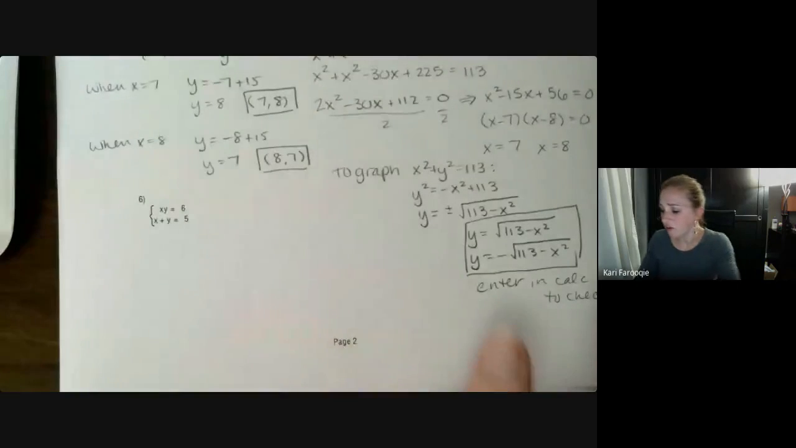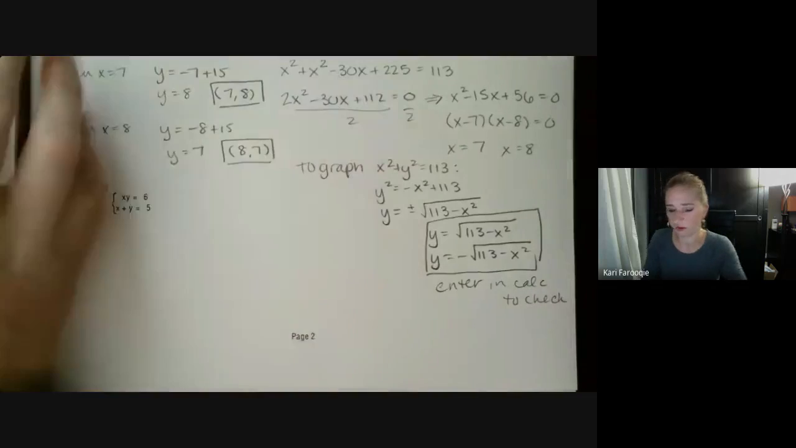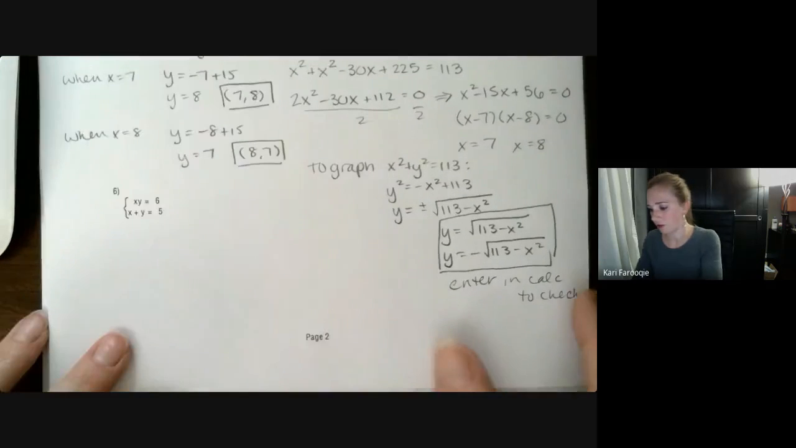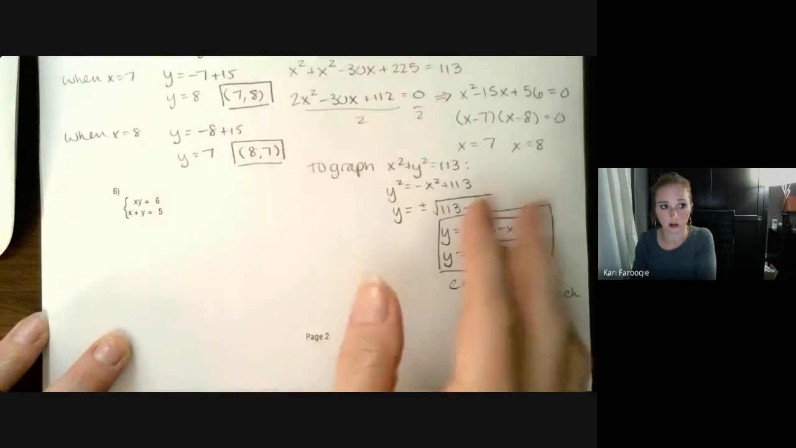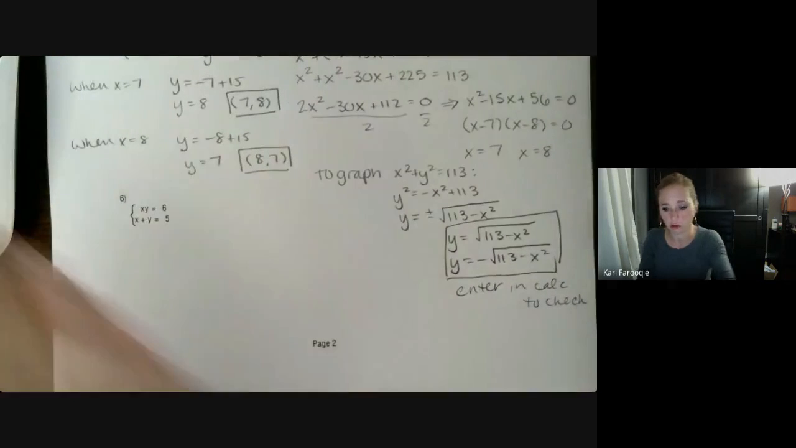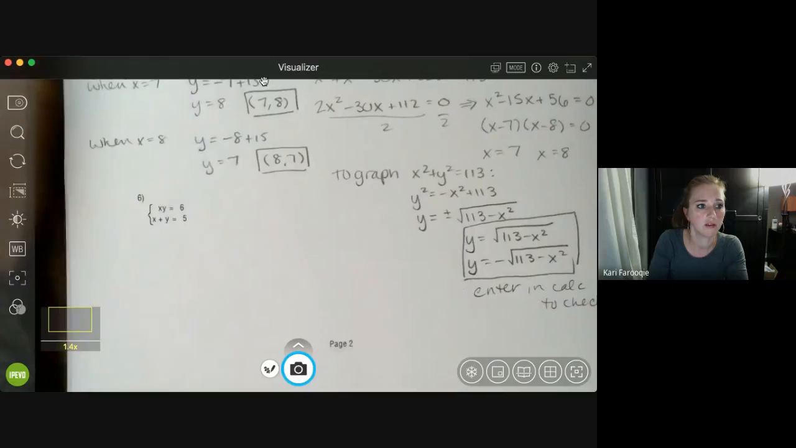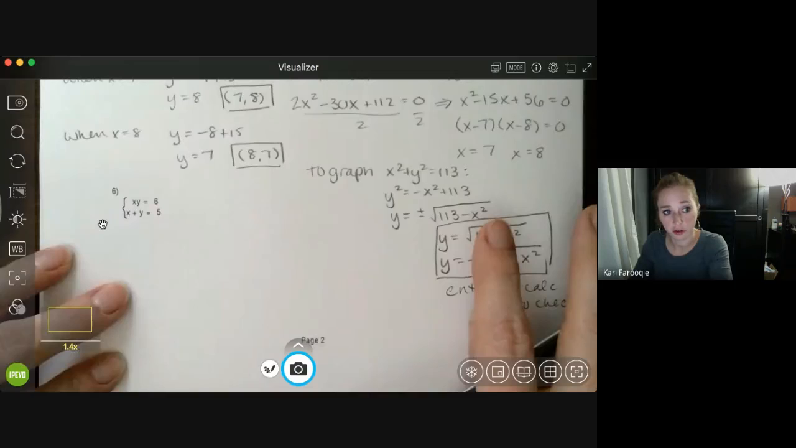So number 6 is nonlinear. The difference, though, for number 6 is that you don't have a situation where you have a quadratic equation or a circle or some sort of x squared term in the system. So it looks a little bit different. But we're still going to use substitution.